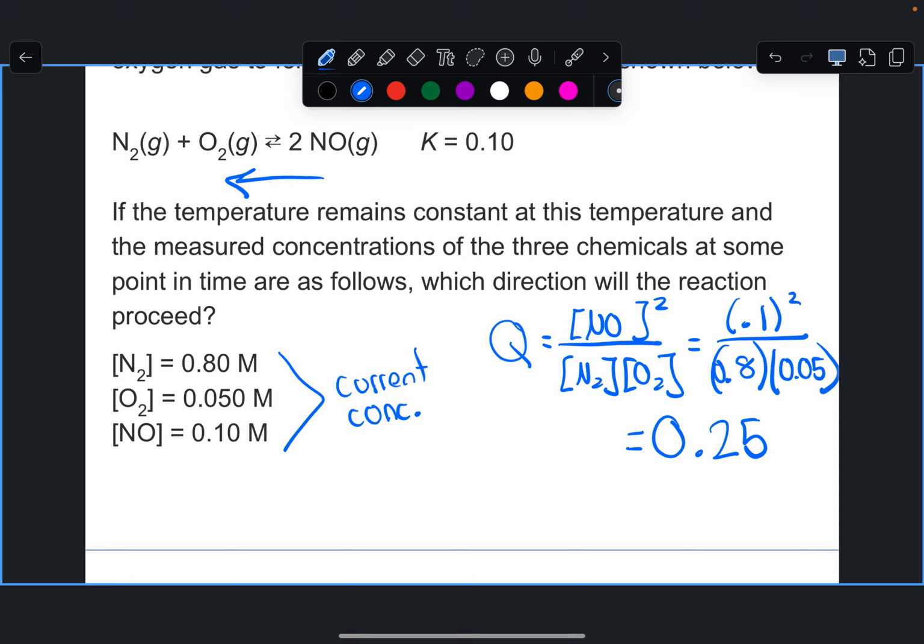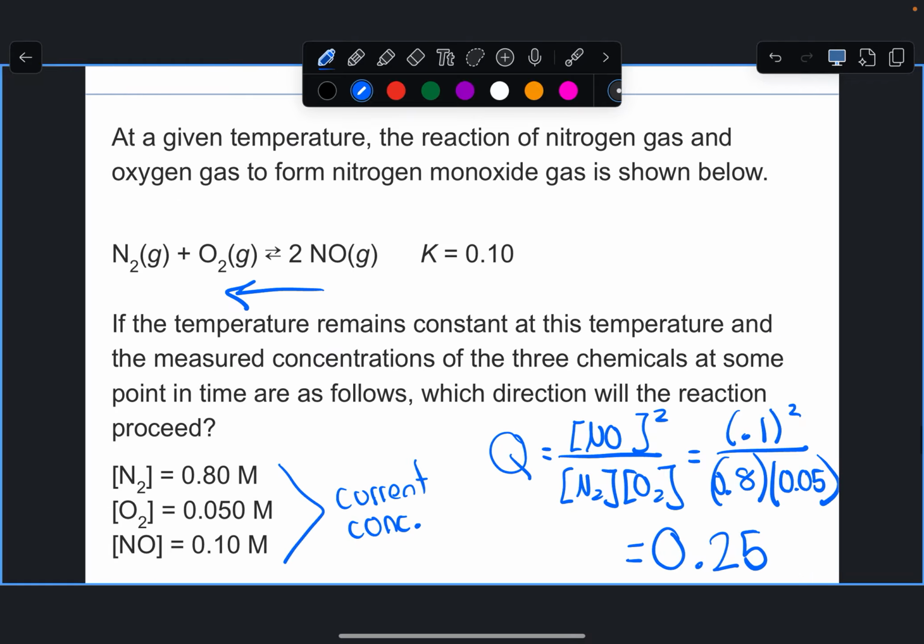All right, so 0.25, and the K is 0.1. So Q is greater than K, meaning we need to drop the products a little bit and raise the reactants a little bit, or the reaction goes in the reverse direction.